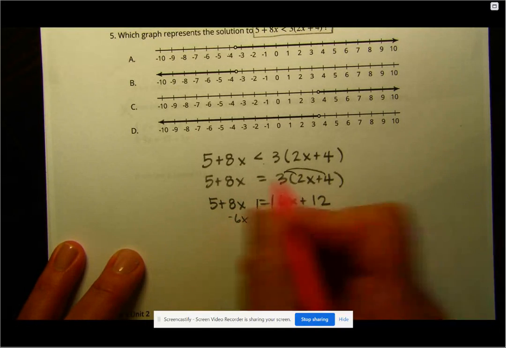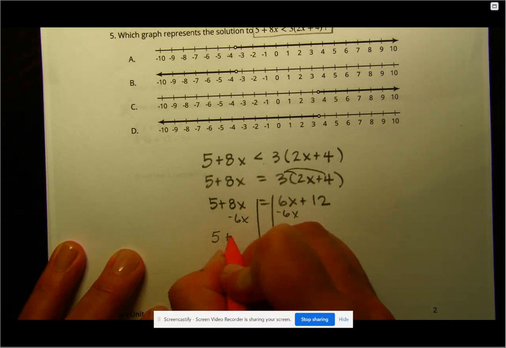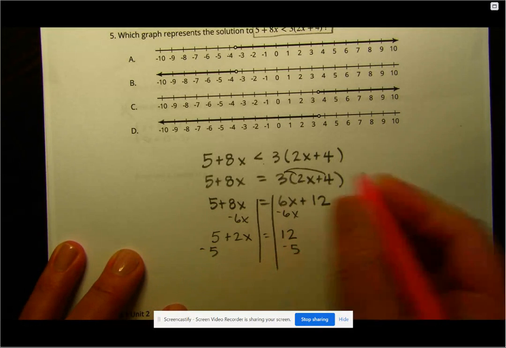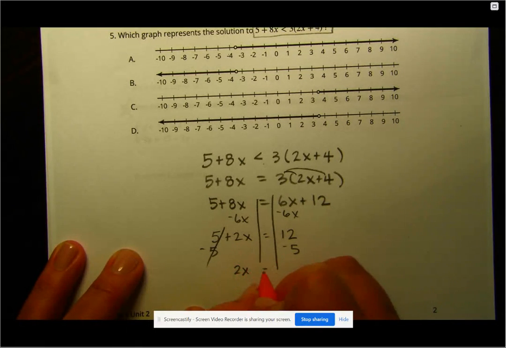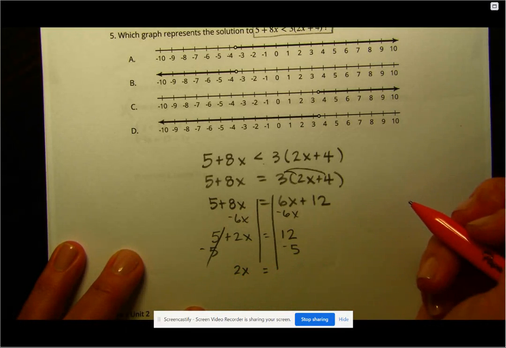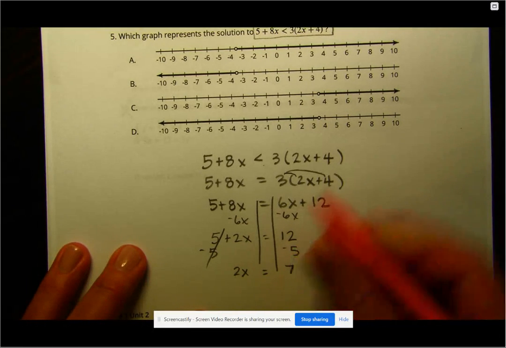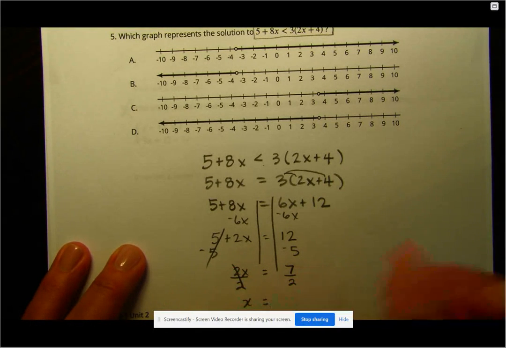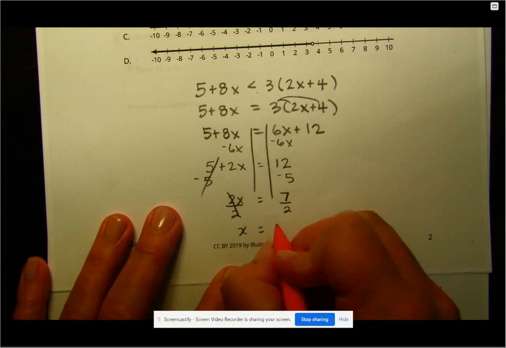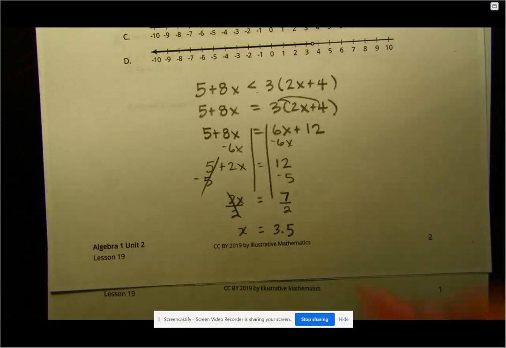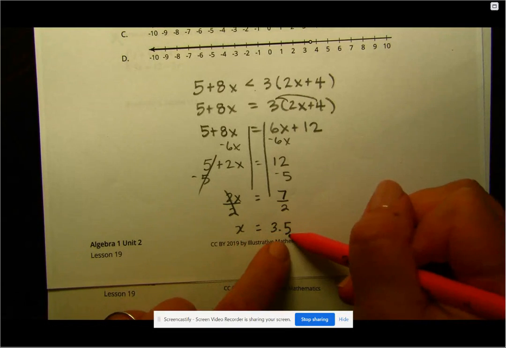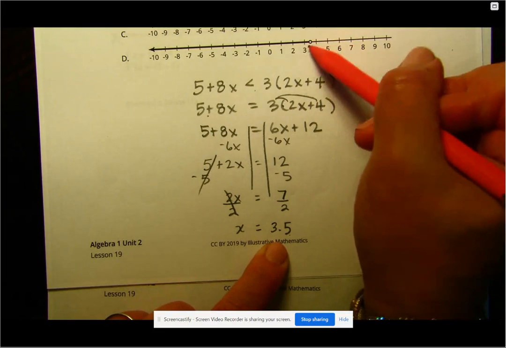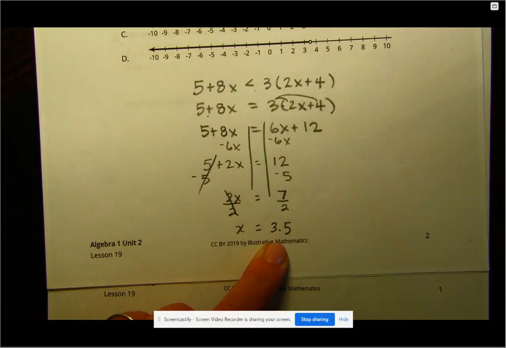Move your x term to the left. We have 5 plus 2x equals 12. 2x equals 7. Divided by 2. You might go, 7 can't be divided by 2. Sure it can. It's 3.5, just not nicely. So when x is 3.5, the left side equals the right. So these have dots at 3.5. So it's not A or B because those have dots at negative 3.5.